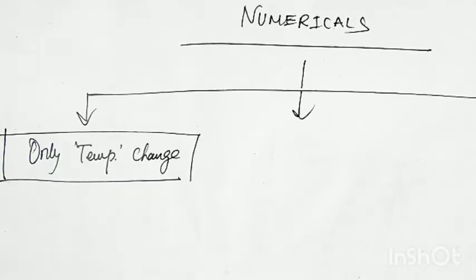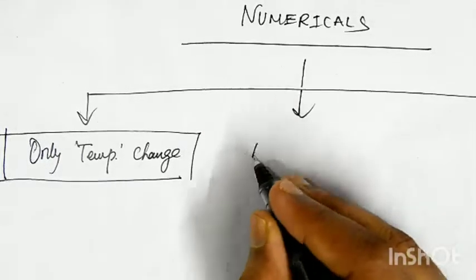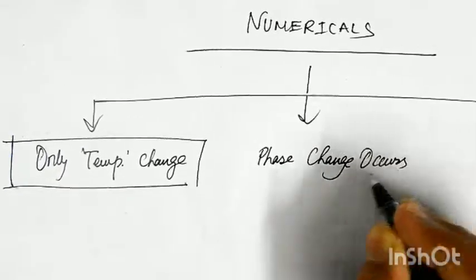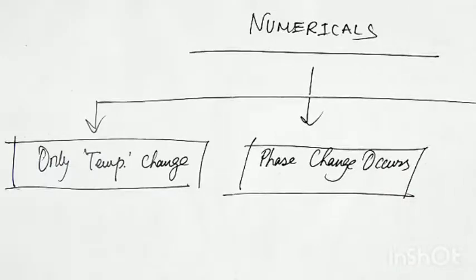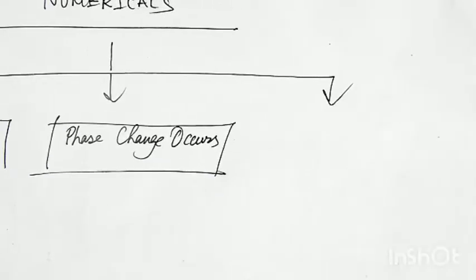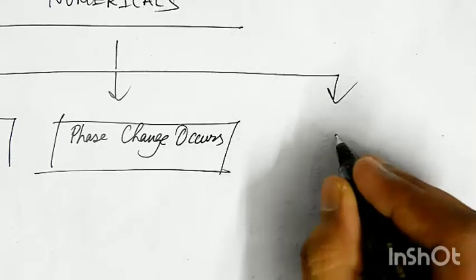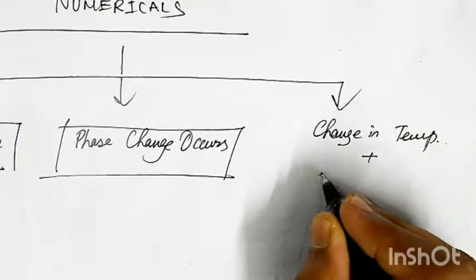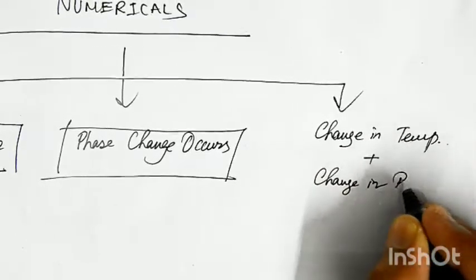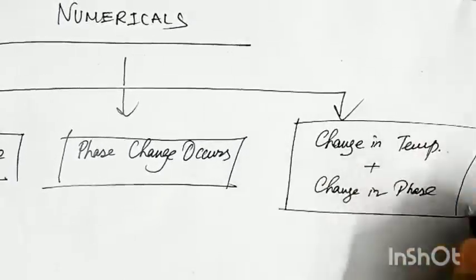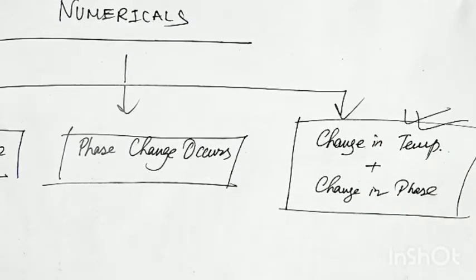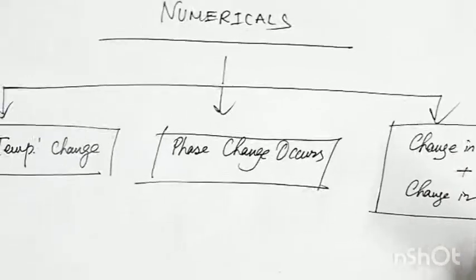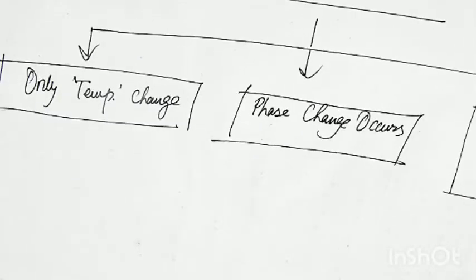So this kind of changes we will study in the next part where phase change occurs. The most important kinds of numericals are those where both things are happening, meaning change in temperature and also change in phase. Both things are happening, and this kind of numericals are mostly common and they used to come in little bit tougher questions. So we can make an easy chart of these formulas we are going to use.